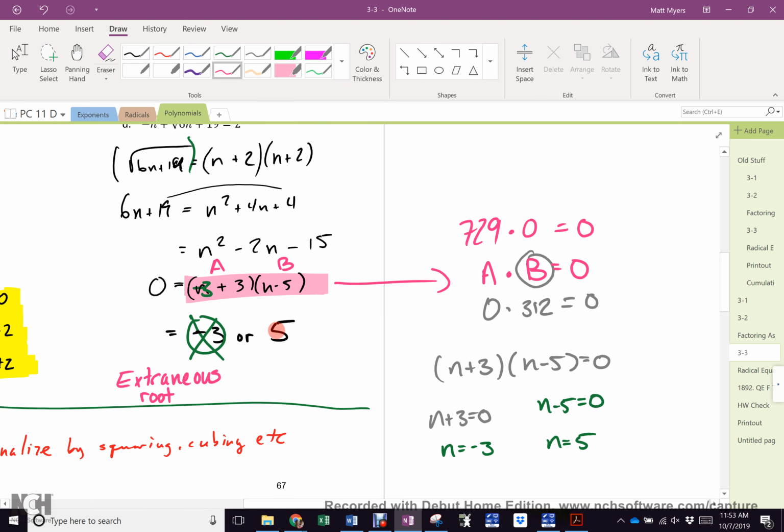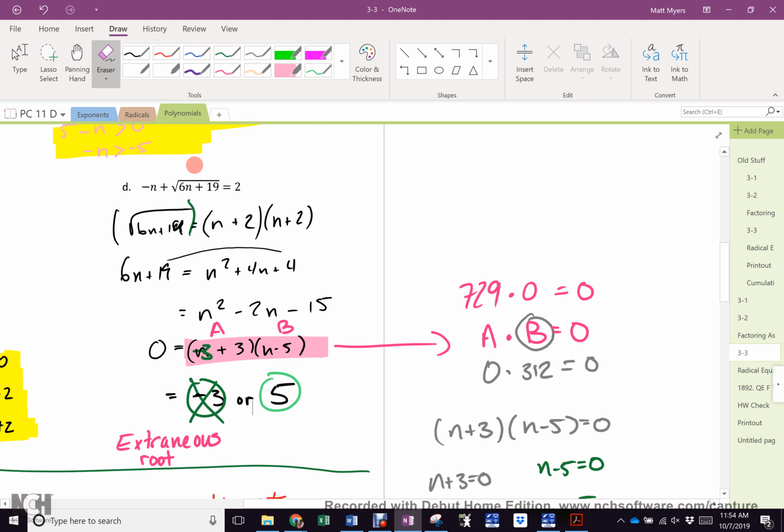Now let's check 5, and we'll check 5 with light green. What is negative 5? Negative 5 plus. What is 6 times 5? 30. What's 30 plus 19? 49. What is the square root of 49? 7. Is negative 5 plus 7 2? So this is the right answer.